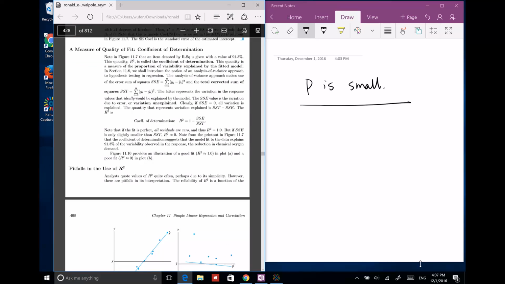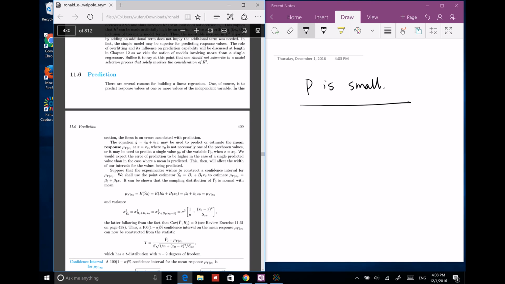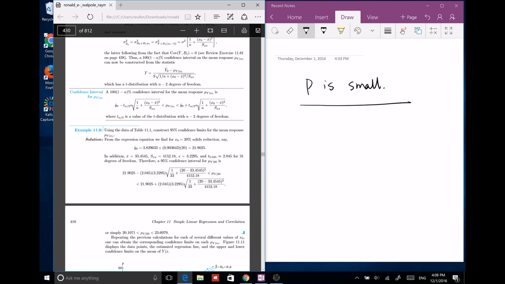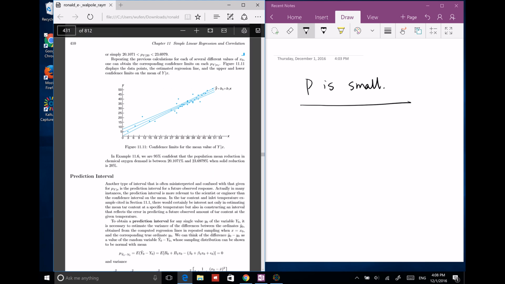So this is 11.5, and then 11.6 is prediction. Once you have the model, if it is a linear model, you can use it to predict the next level. Basically, just plug the next x value into the model and you get the y value. For the y value, you can also have a confidence interval for the next time. For example, for 2017, what's the demand of this car, or demand of this resource, whatever it is, once you have the statistical model you can predict what the amount would be next year.